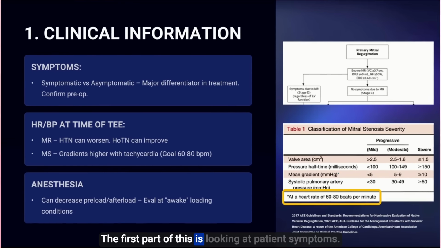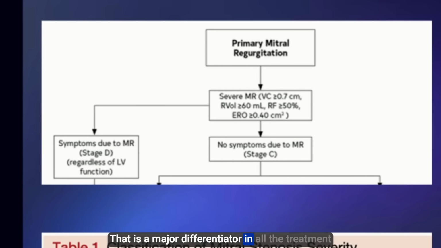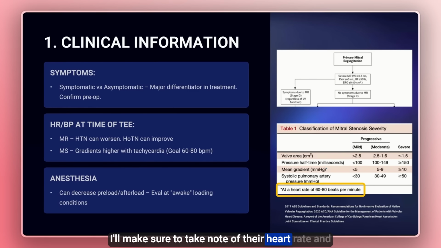The first part of this is looking at patient symptoms. That is a major differentiator in all the treatment algorithms for mitral valve surgery indications. Are they asymptomatic or symptomatic? I'll make sure to take note of their heart rate and blood pressure at the time of the TEE exam.